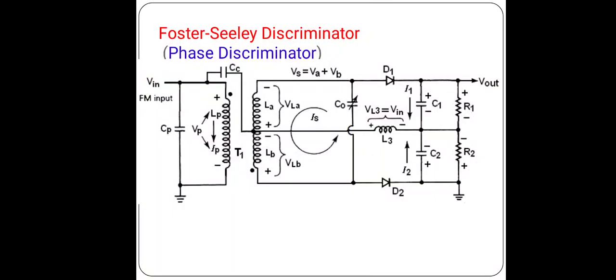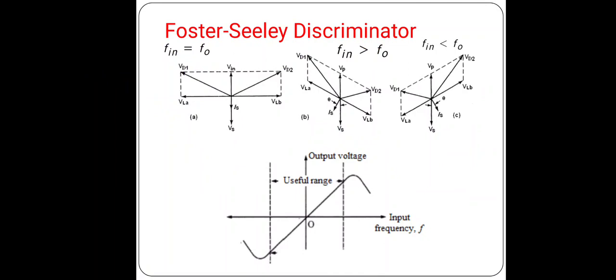Then the phase discriminator. This is similar to the slope detector. Here also we are using two diodes with a center tap transformer. This is the output waveform for three cases. If the input frequency is equal to the oscillator frequency, the output is 0. If the input frequency is greater than the oscillator frequency, the diode D1 output voltage will be higher. If the input frequency is less than the oscillator frequency, the D2 voltage will be higher. So the output is similar to that of the balanced slope detector.